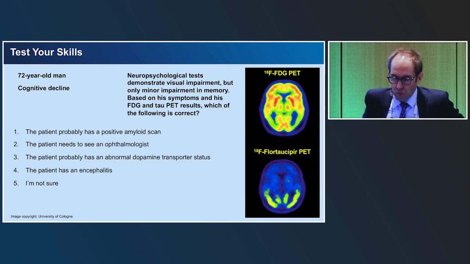So we would move on now to the question. Does the patient probably have a positive amyloid scan? Does the patient need to see an ophthalmologist? Does the patient probably have an abnormal dopamine transporter status? Does he have an encephalitis, or you're not sure? So please make your selection.